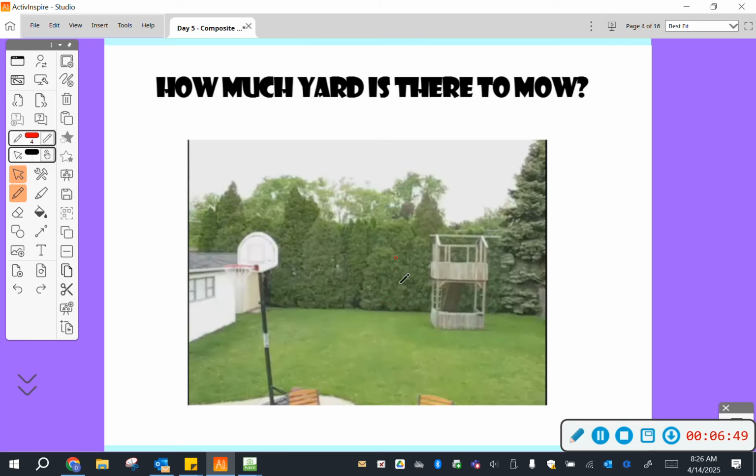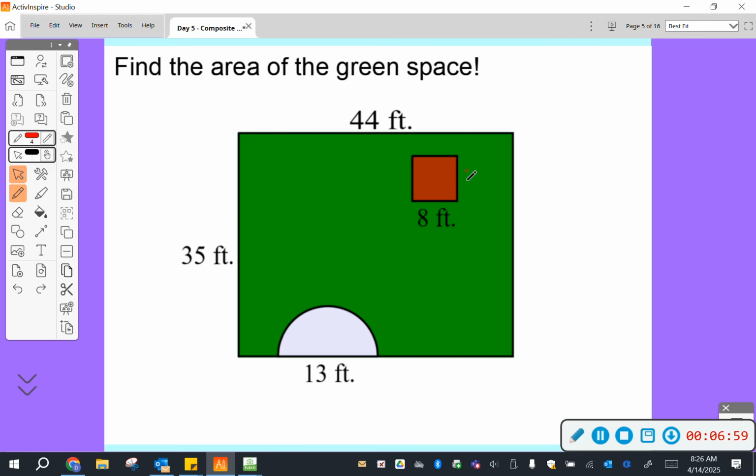Well, you could mow under the table. Do y'all agree he has like a little patio right here? So he is going to mow everything in his backyard but the patio area and that little part. So could we find the area of how much he mowed? Yes, sure. Okay, I'm not going to have you do that right now, but we could.